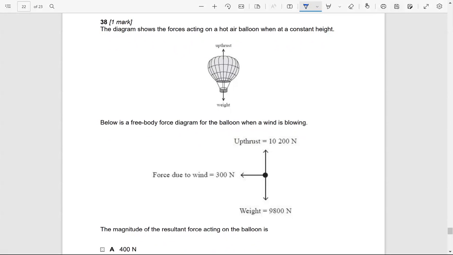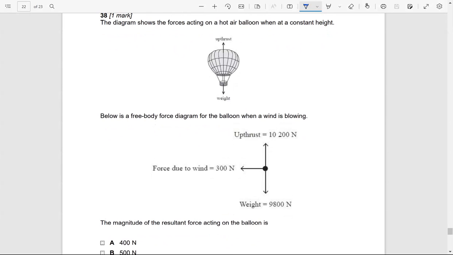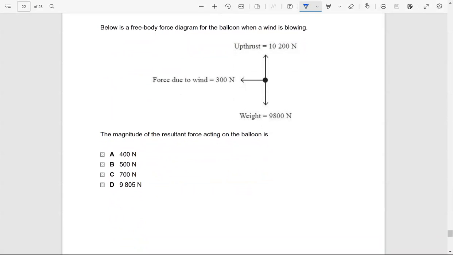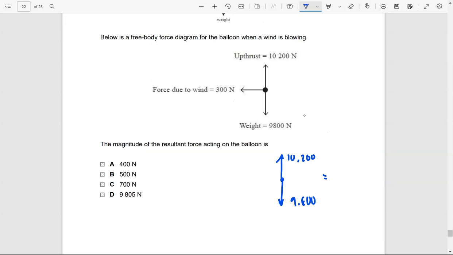Okay, we've got a resultant force calculation here. It's at constant height, so it's in equilibrium. We've got upthrust, weight, force due to wind. The magnitude that the resultant force acting on the balloon is. So we've got 10^-2 up and 9.8 down, which equals overall one minus the other.